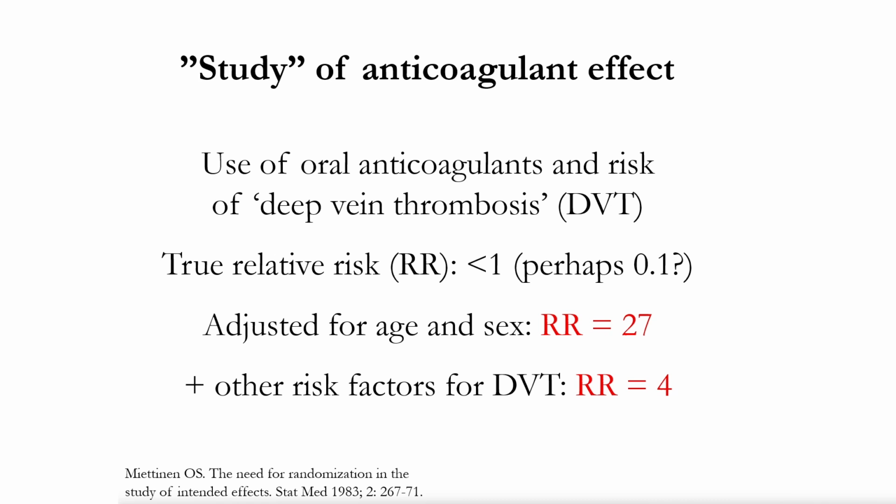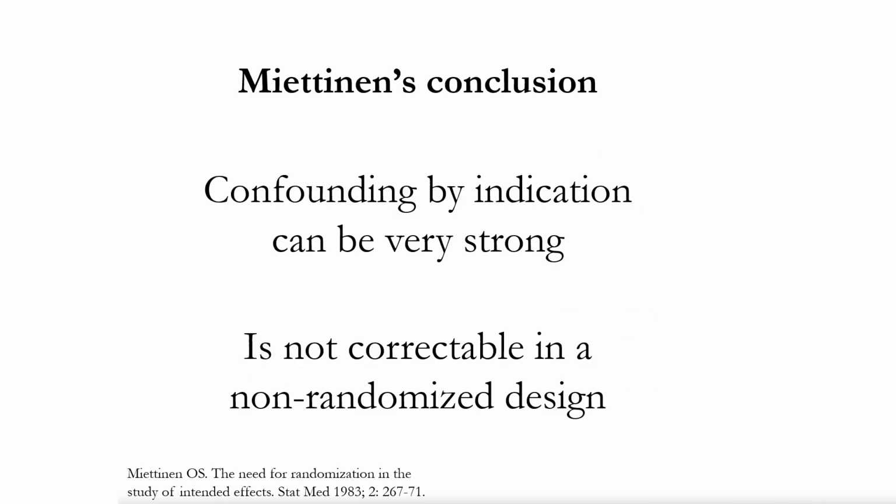Physicians are, as they should be, targeting those at highest risk, for instance those with a history of deep vein thrombosis or other very strong risk factors. And in that comparison we see confounding by the underlying indication for treatment, and this is very difficult to address. Miettinen concludes the confounding by indication can be very strong and it is not correctable in a non-randomized design.